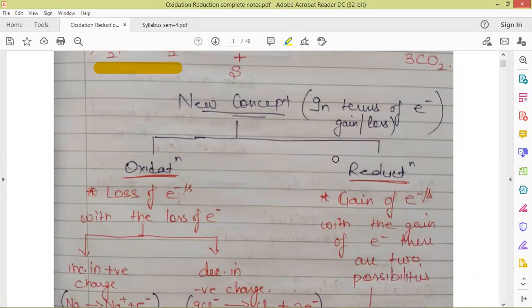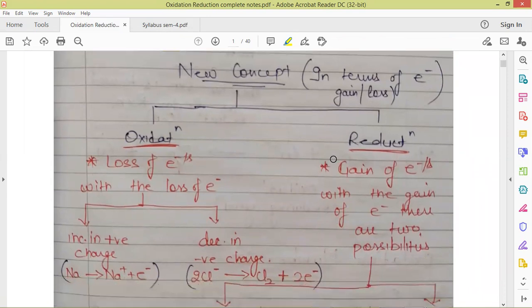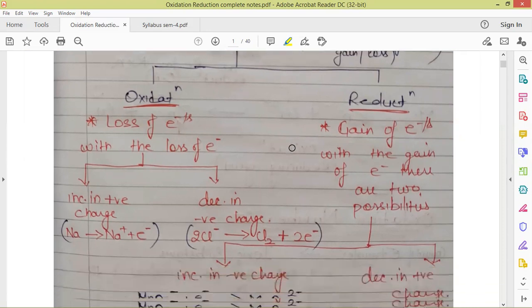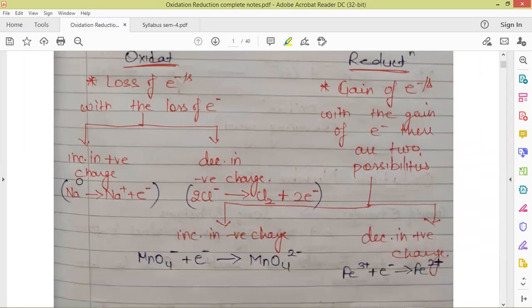There is a wider scope of this new concept, where whenever there is loss of electrons, it is termed oxidation, and whenever there is gain of electrons, it is termed reduction. So the new concept is according to the gain or loss of electrons. Loss of electrons is oxidation, and gain of electrons is reduction. Whenever we see the loss of electrons, that is oxidation, there is an increase in positive charge.